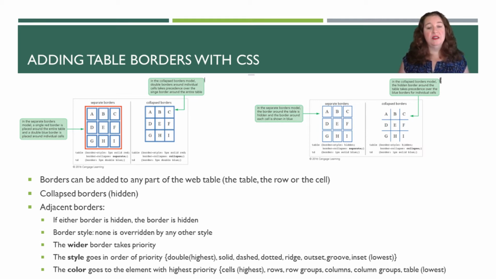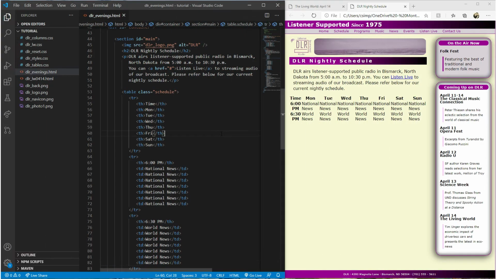And the color goes to the element with the highest priority. So if it is a cell, that's the highest priority. So the color would go with the cell. If it's a row, the cell would come first, and then the row, then the columns, column groups, and then the tables are the lowest. So when you have adjacent borders, some of these things will alter as you go through. We're now going to talk about our borders.